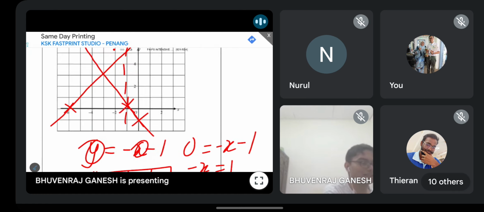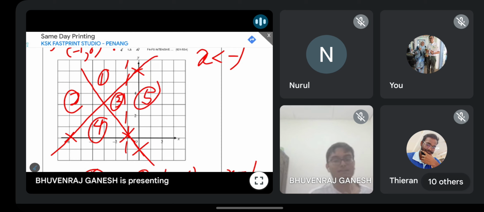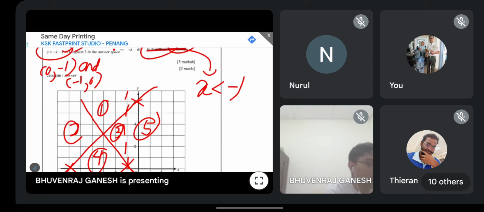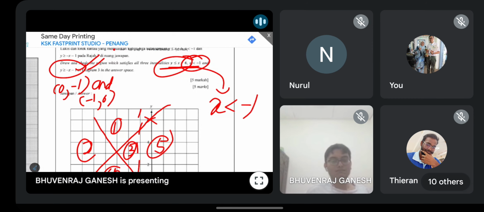Okay, so now you guys tell me, where should I shade this? Which regions I kena lorek, guys? 1, 2, 3, 4, 5. Okay, tell me, guys, which region? If you cannot see the question, I scroll up. Okay, now, what are the numbers?